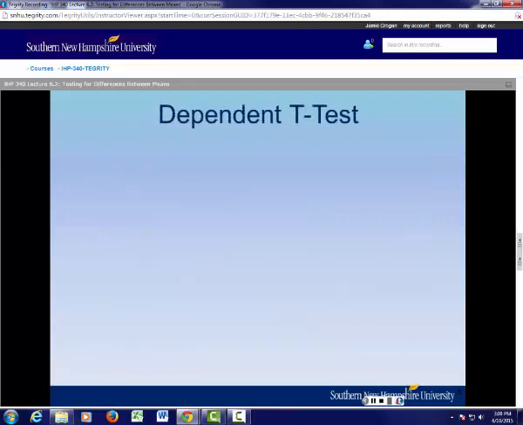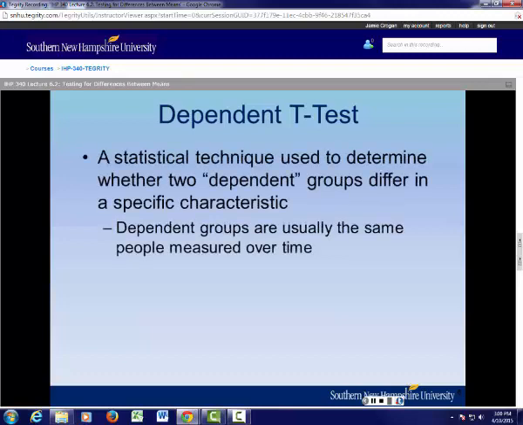The other kind of t-test is a dependent t-test. So this is a statistical technique. It's also used to compare two groups, but in this case the groups are dependent. They are related. So many times it's the same people being measured over time. So maybe someone is measured at baseline of the study, and then maybe 6 weeks later. It's the same person being measured and remeasured.